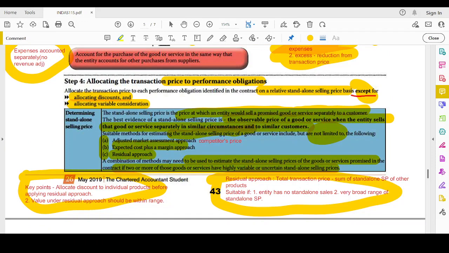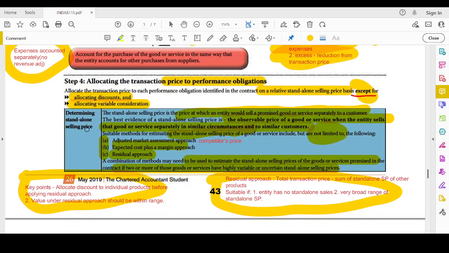Now, moving on to step 4, allocating the transaction price to the performance obligations. In the first case, what we did was allocate the invoice amount of rupees 30,000 to each component, the warranty component and the AC component. That is allocating the transaction price to the performance obligation. It has to be done on the relative standalone selling price basis. The exceptions are allocating the discount and allocating the variable consideration. First we will discuss how we have to determine the standalone selling price.